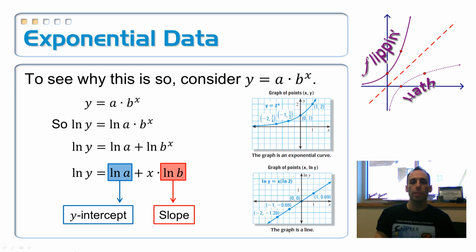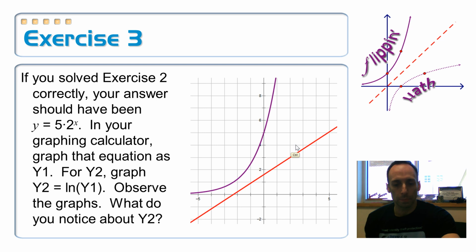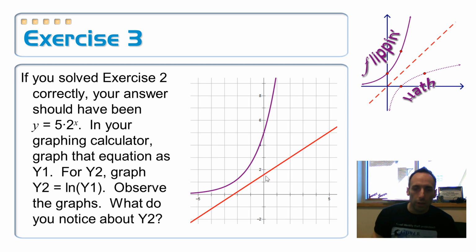So let's take a look at that on the last problem that we just did. On this problem, let's eyeball where the slope and the y-intercept are. If I look at this, I can see that my y-intercept is a little bit bigger than 1.5. So I'm going to go with about 1.5, okay?